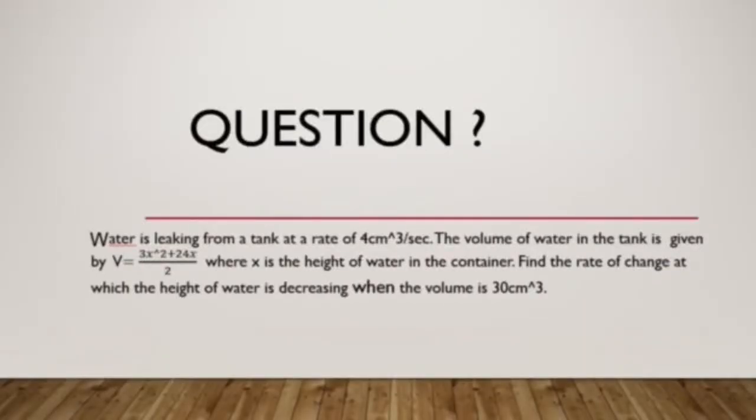Now we move to the question. Water is leaking from a tank at a rate of 4 cm³ per second. The volume of water in the tank is given by V equals (3x² + 24x)/2, where x is the height of water in the container. Find the rate of change at which the height of water is decreasing when the volume is 30 cm³.